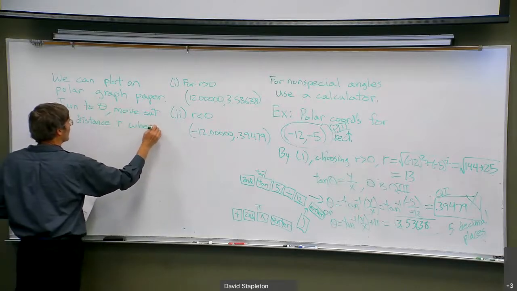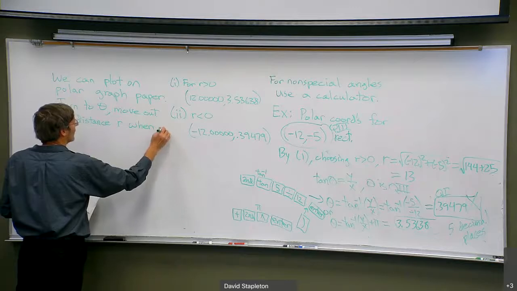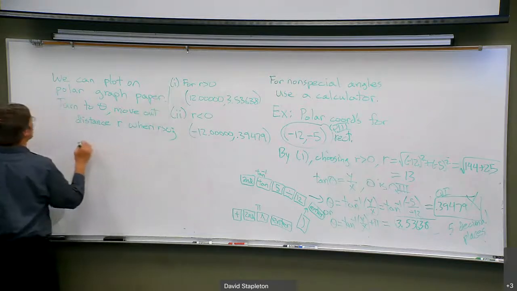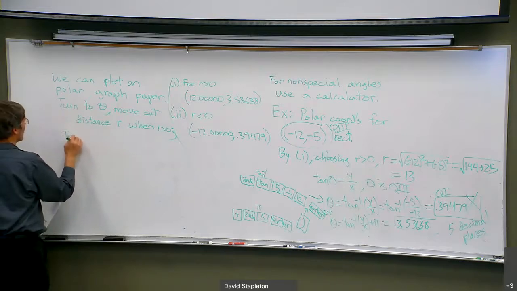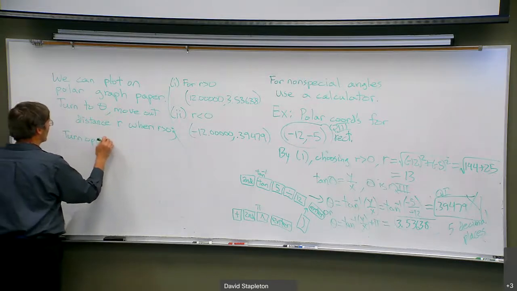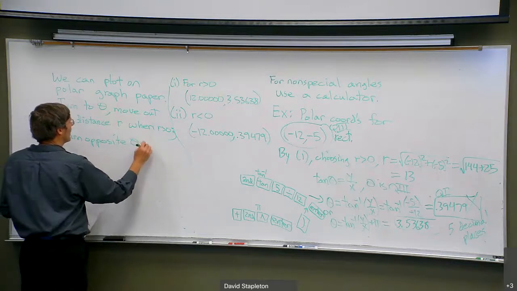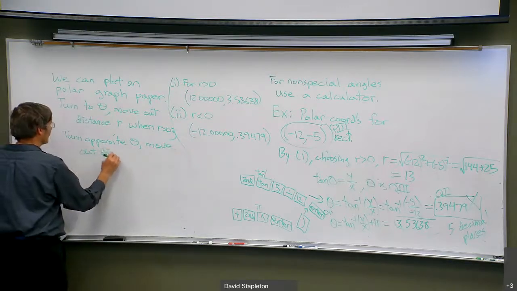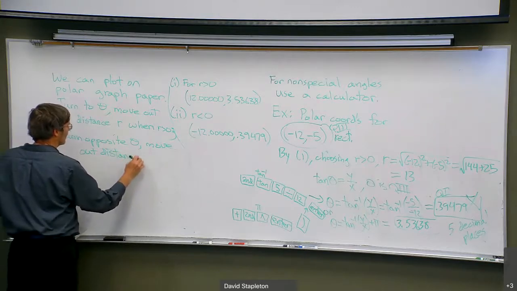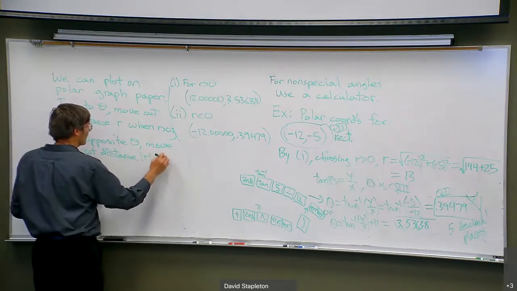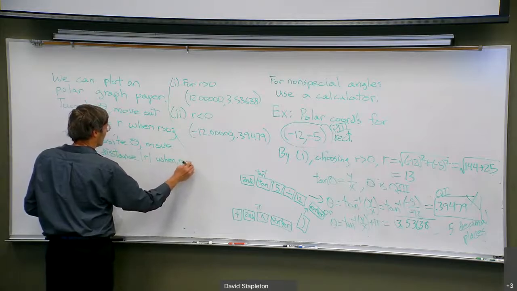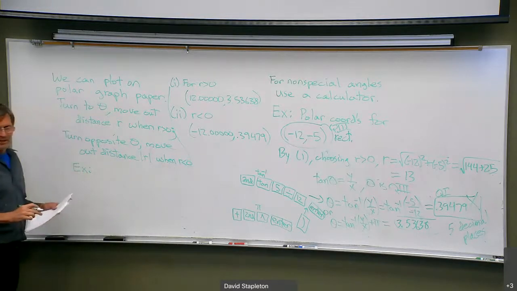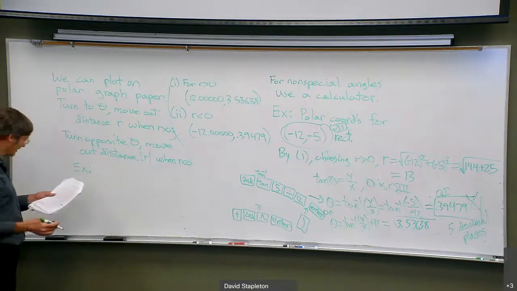when r is positive, or turn opposite theta and move out distance absolute value of r over negative. So if I say this one, and I'm surprised that these seem so easy, and yet I have people miss these in the exam, so you have to practice them.